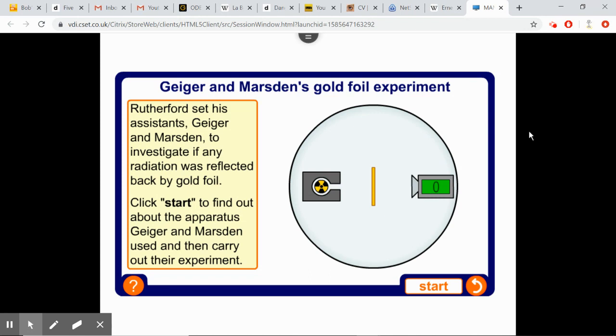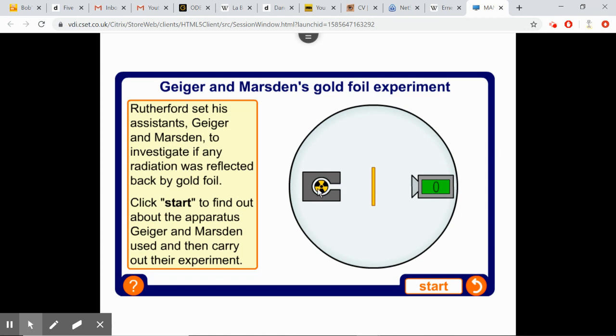Right, the next investigation that happened after this was from scientists Rutherford, Geiger and Marsden. They took the model forward using the gold foil experiment. Rutherford set his assistants Geiger and Marsden to investigate if any radiation was reflected back by gold foil. Effectively, he got a piece of foil, very similar to the aluminium foil you get in the kitchen, except it was made of gold.